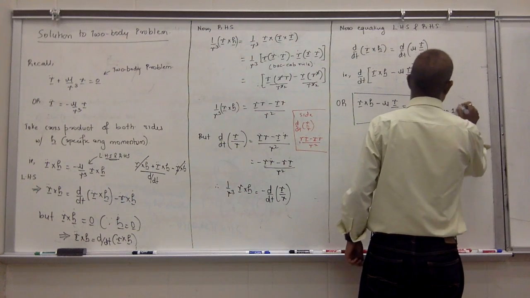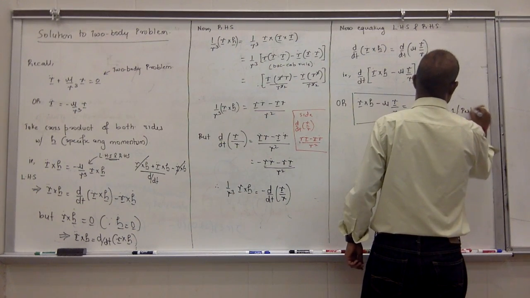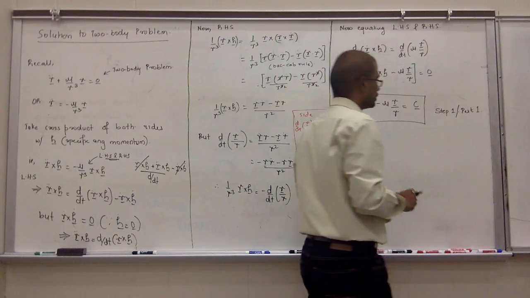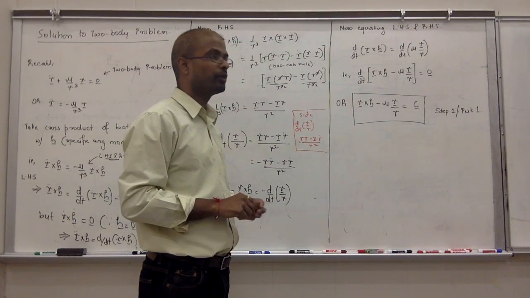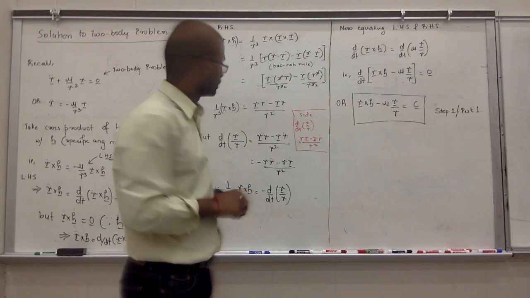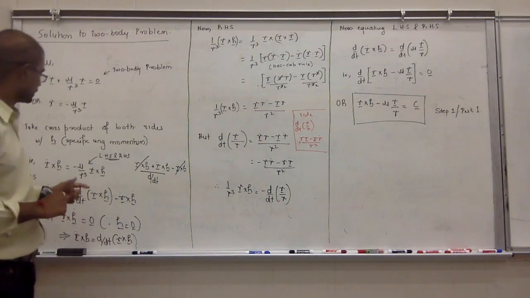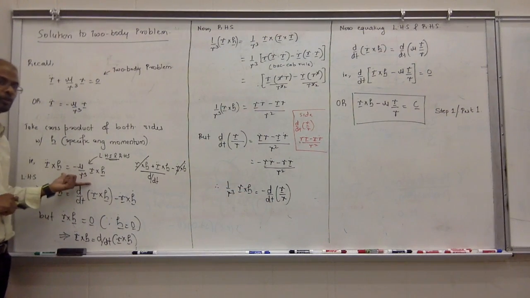This is step 1 or part 1. You may be asked to derive this, so you have to remember the critical steps. The first step is to cross the equation with h.